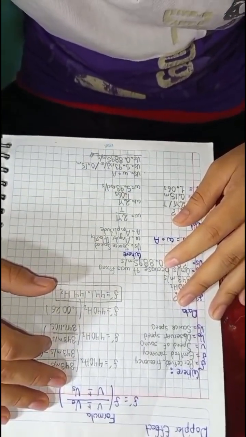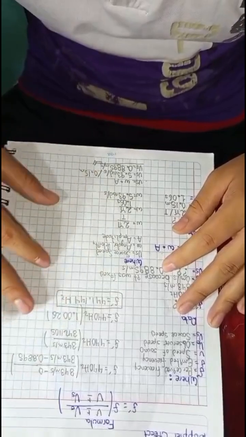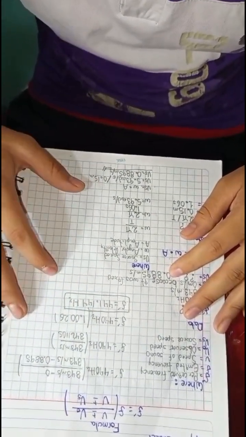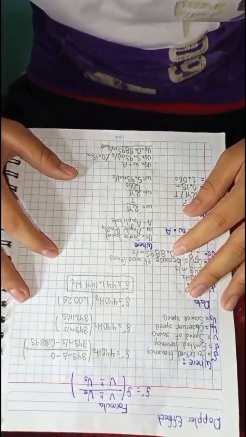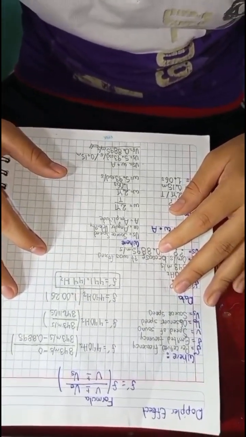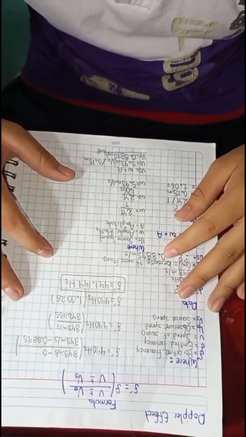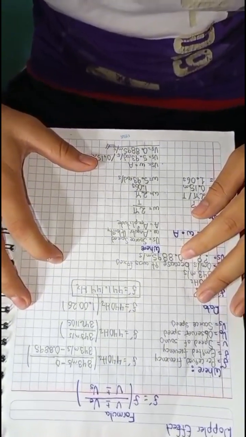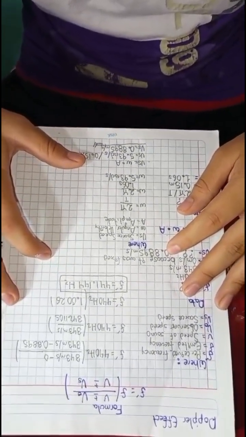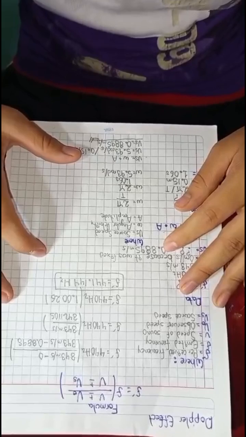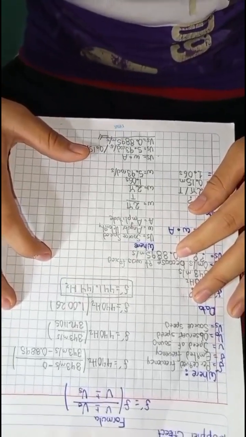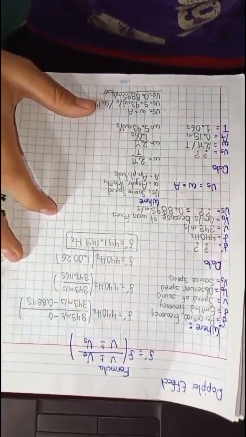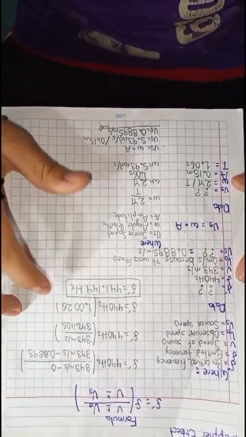Next we use the amplitude of the pendulum, which was 15 centimeters. We convert it to meters, which is 0.15 meters, to find the speed of the source. We multiply the angular velocity by the amplitude. That is 5.9013 times 0.15. The result is 0.889 meters per second. With the speed of the source, we now apply the Doppler effect.